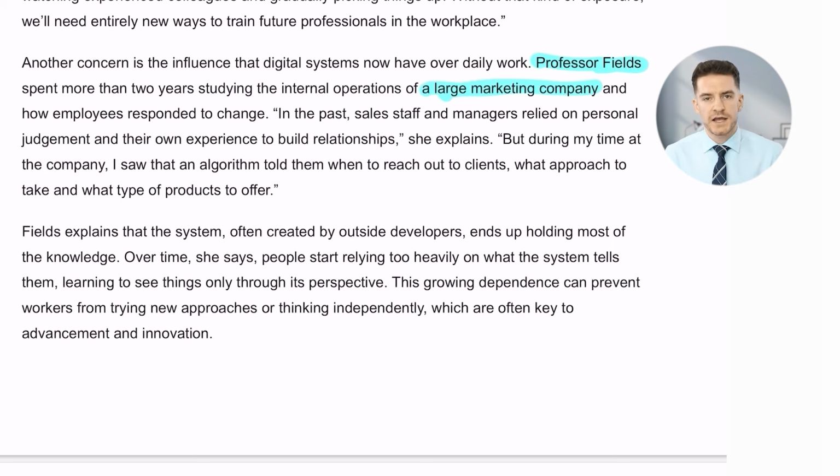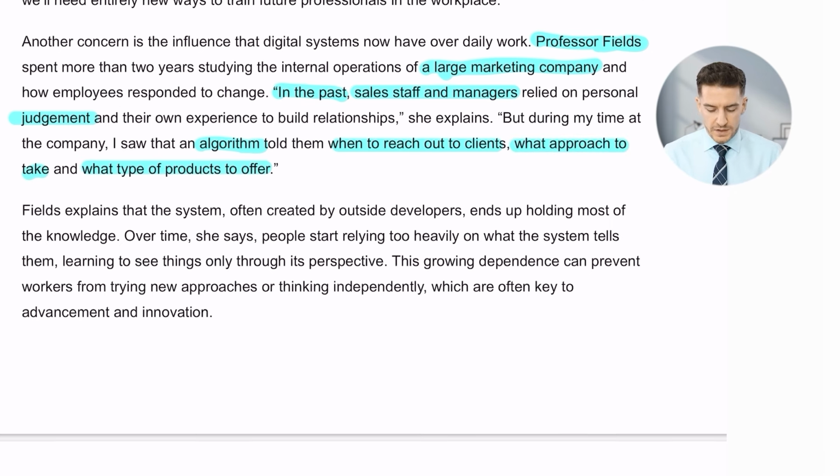So now let's slow down and we'll see what the actual paragraph says about this topic. So it says, in the past, sales staff and managers relied on personal judgment. But during my time at the company, there's that word algorithm. If you remember, that's what some of the options mentioned. So told them when to reach out to clients, what approach to take, and what type of products to offer. Okay, now let's just quickly keep reading because we don't know if the answer might be a bit further down.